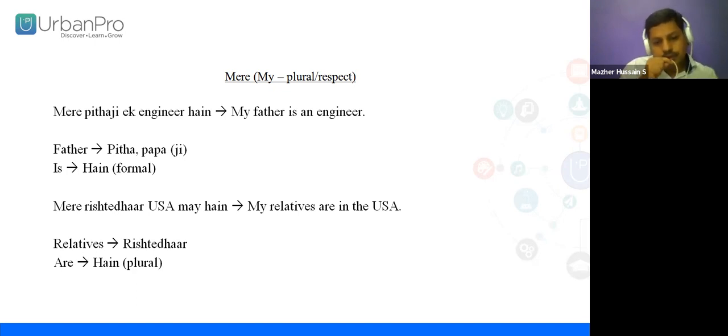Now the next sentence is मेरे रिश्तेदार USA में हैं. Here I am talking about my relatives. When I say relatives, it is more than one, right? I'm not talking about one person, I'm talking about a group of people. So now it is रिश्तेदार, and that is why I say मेरे रिश्तेदार. कहाँ हैं? USA में हैं.